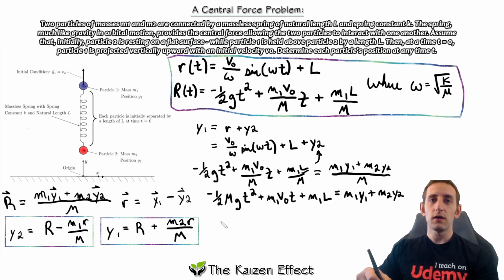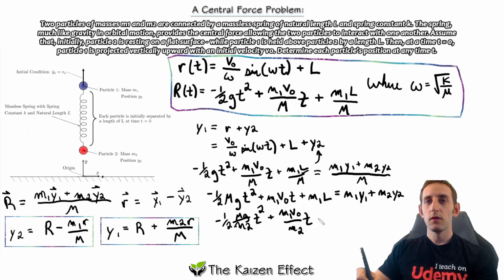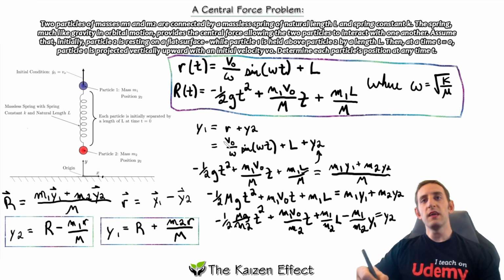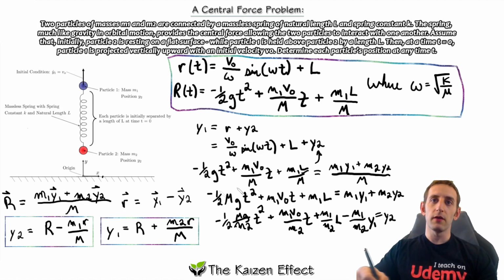So when we do that, we get negative 1/2 big M g over m2, and I'm doing two steps in one here, times t squared, plus m1 v naught over m2 t, plus m1 over m2 L, minus m1 over m2 y1. All that is equal to y2. For the interest of space, I'm going to bring this up here and erase everything below here.